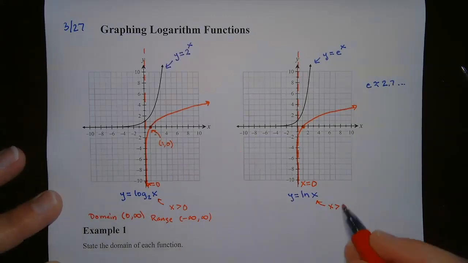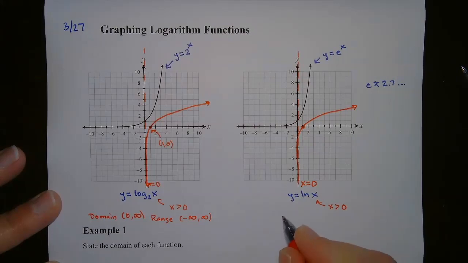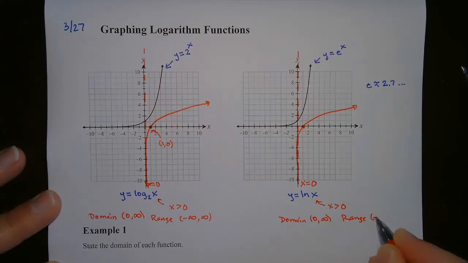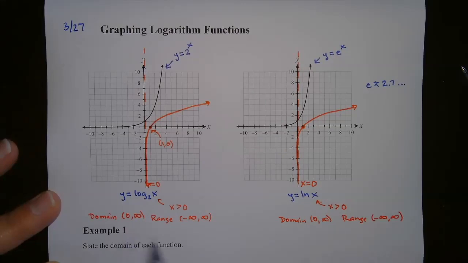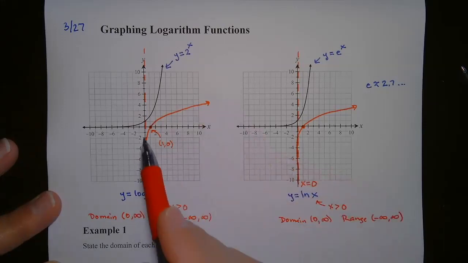Okay, and then over here for the natural log, the domain is 0 to infinity, and the range is also negative infinity to infinity. So the range is always going to be negative infinity to positive infinity. The domain will change based on if it's been translated left or right. Okay. All right, so that's all we know about graphing the logarithm function. It's about just this shape. It will have a vertical asymptote at x equals 0.